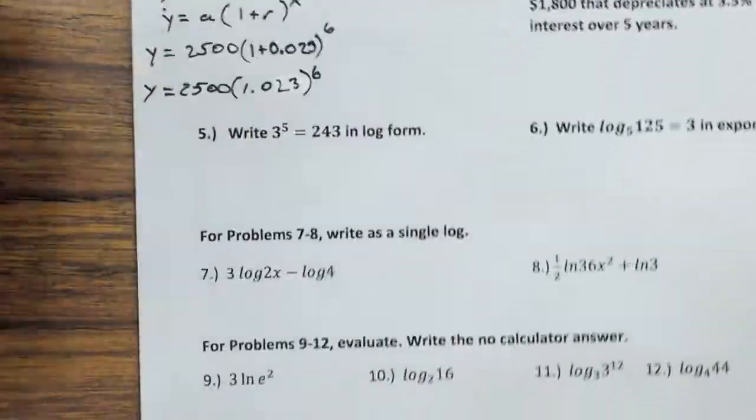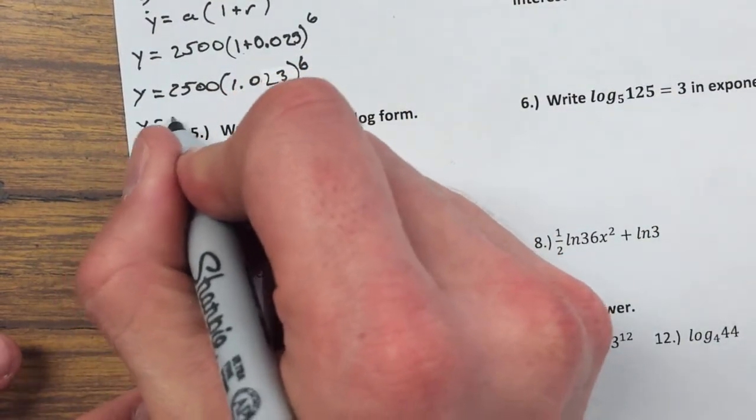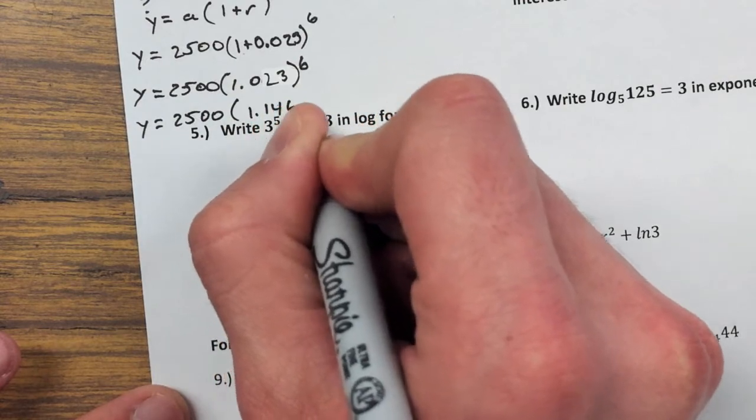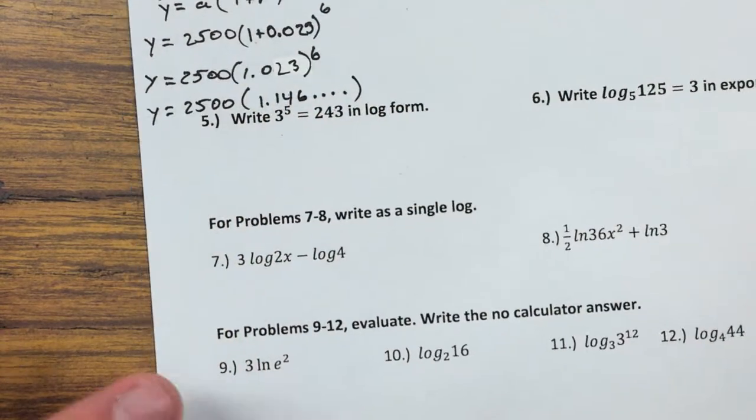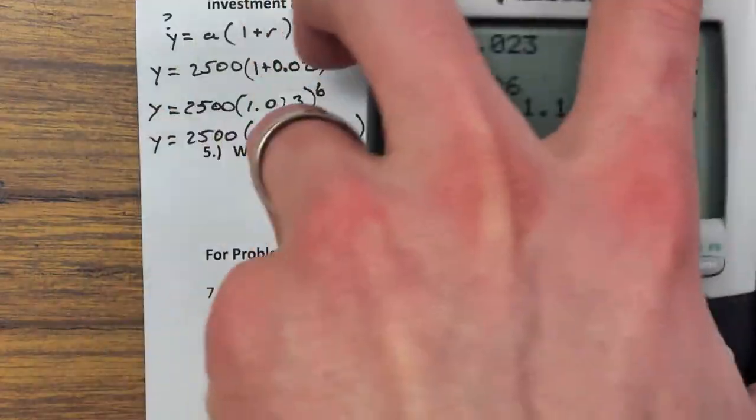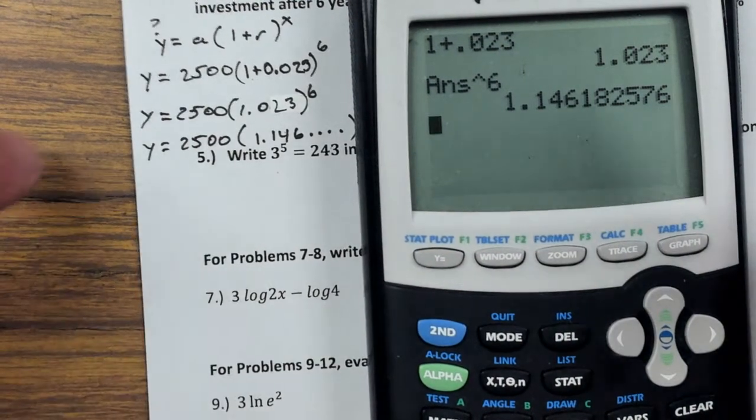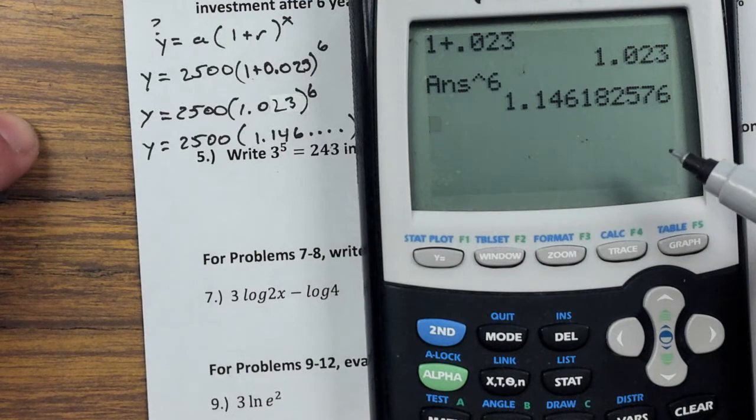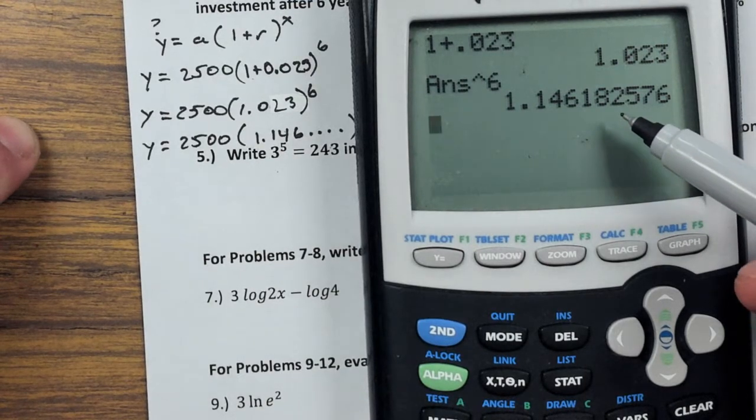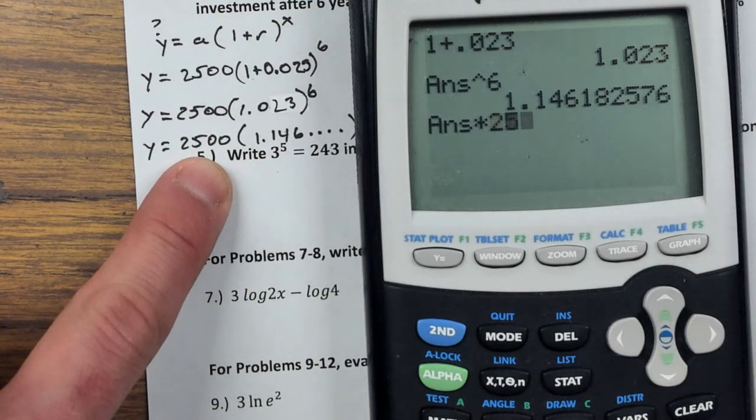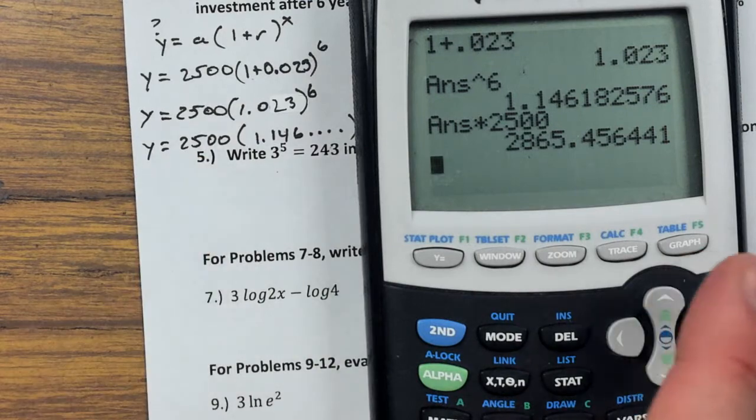So we're going to take this number, exponent 6th power, and on my paper I'm going to write y equals 2,500 times 1.146... Do not round that number. Please do not round that number. If you round that number before you get a final answer, your final answer is going to be wrong. So let that number ride in the calculator, and the last move is to multiply by the 2,500, and that will be your final answer.